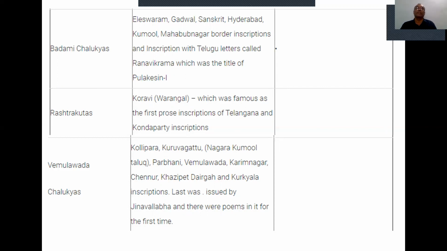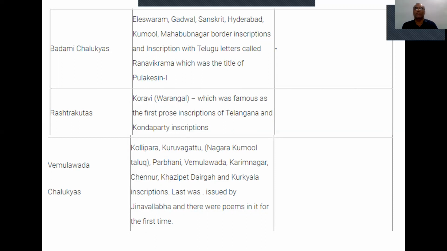The Badami Chalukyas inscriptions are available in Eleshwaram, they are available in Gadwal, and most of them are in Sanskrit. In Hyderabad, Karnool, Mahabubnagar, border inscriptions are available. And in here, the inscriptions are with Telugu letters called Rana Vikrama, which was the title of Pulakesin I. Okay, so the Badami Chalukyas, we can have a complete study of this particular period based on the inscriptions that are available to us. So next to Badami Chalukyas, we have the Rashtrakutas.